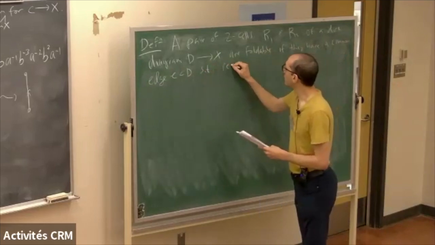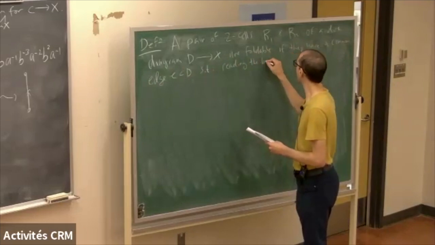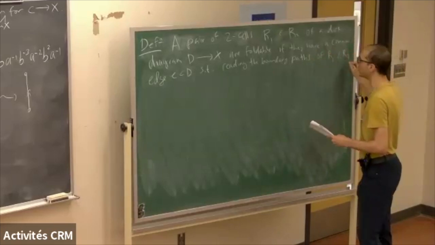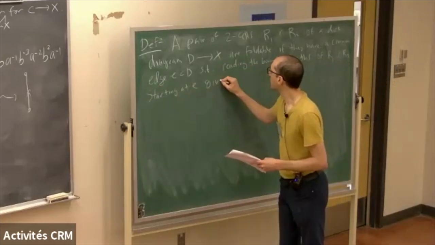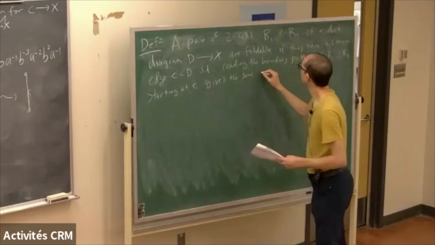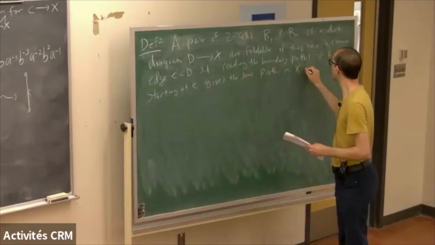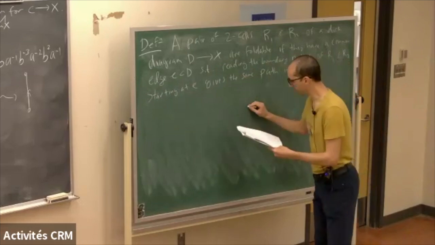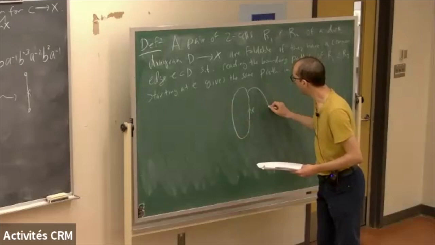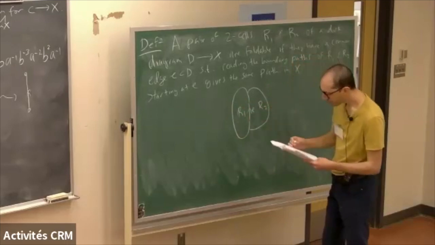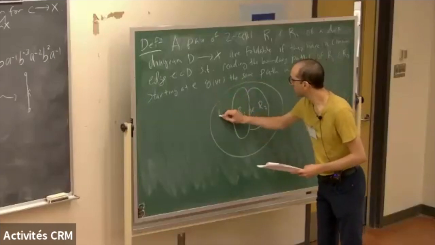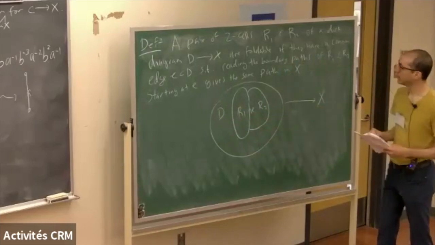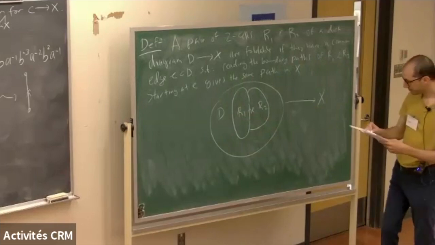such that reading the boundary paths of R1 and R2 starting at E gives the same path in X, and I'll clarify that with a little drawing here. So we have some pair of two cells inside of our disk diagram D. Okay, and our disk diagram D is in X, so we have a combinatorial map to X.